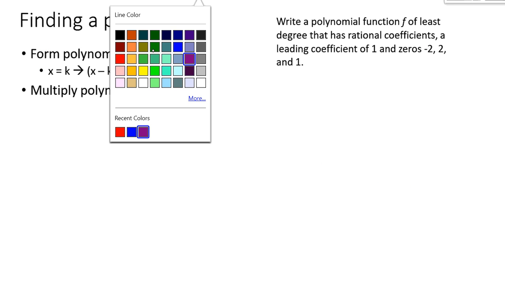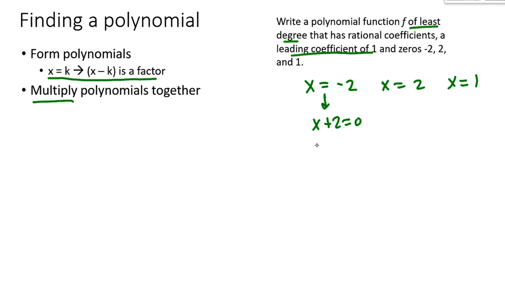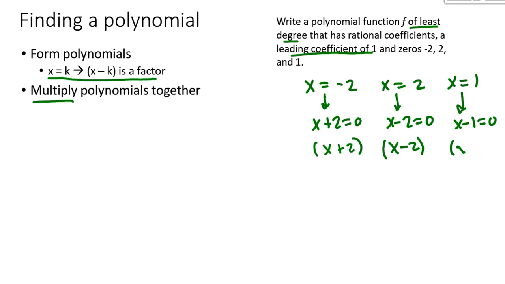Okay, here are the steps. Basic, easy steps. Make polynomials out of all your factors, and then multiply. So again, least degree, leading coefficient of 1. We've got zeros at -2, 2, and 1. This one had to come from x plus 2 equals 0, which produces this factor. This one came from x minus 2 equals 0, which means that gave me this factor. And this one, x minus 1 equals 0. So my original factor was x minus 1.